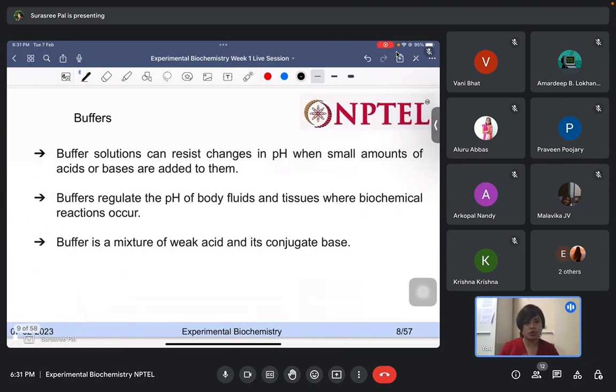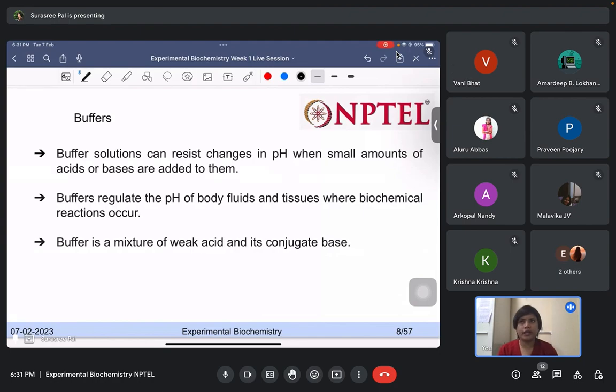Now next, coming to the next topic of ours, which is buffers. So you must have heard about buffers. Buffers are the solutions which can resist changes in pH when small amounts of acids or bases are added to them, right?